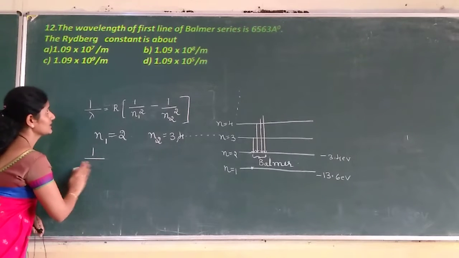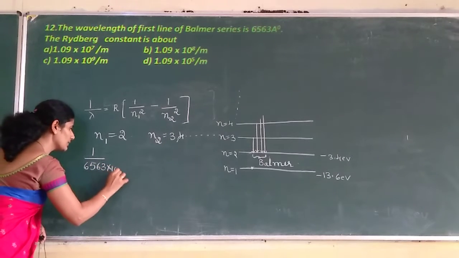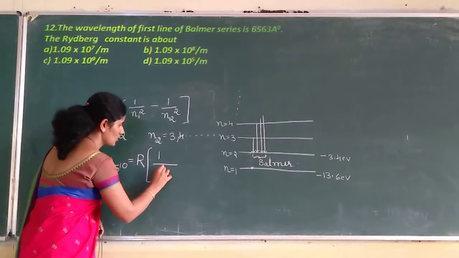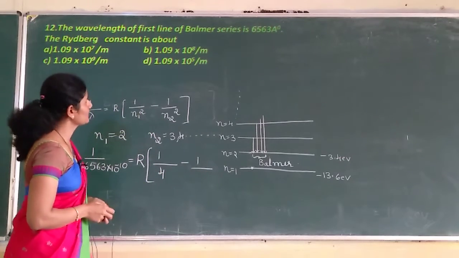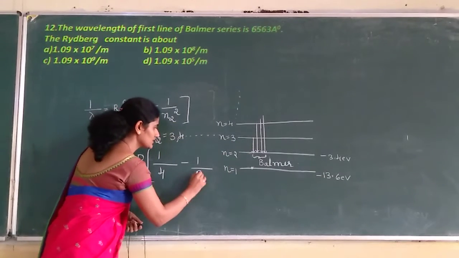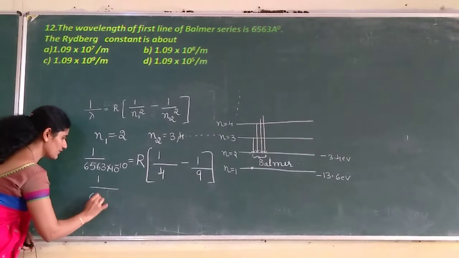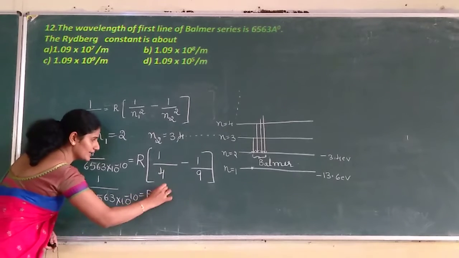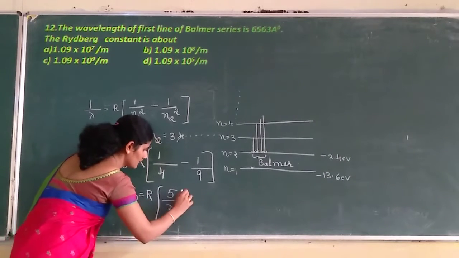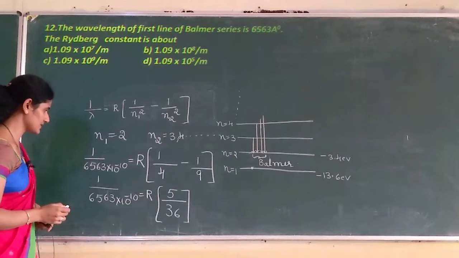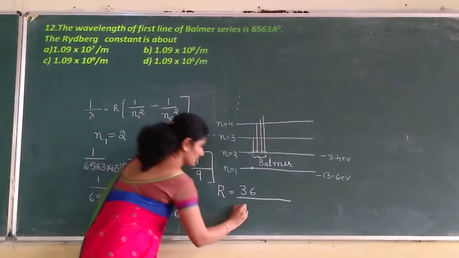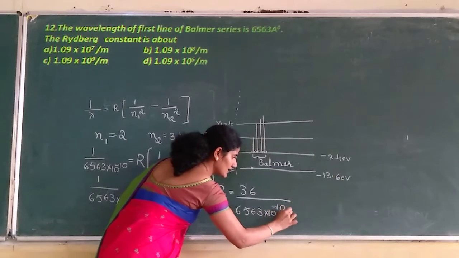So 1 by lambda, the lambda value is already given, that is 6563 angstrom, 6563 into 10 to the power minus 10, is equal to R into 1 by n1 square, 2 square is 4, minus 1 by n2 square. This is the first line of the Balmer series, so for the first line, n2 is equal to 3, 3 square is 9. So 1 by 6563 into 10 to the power minus 10 is equal to R into 9 minus 4 in the numerator, 9 minus 4 is 5, divided by 9 into 4 in the denominator. So 5R divided by 36, R is equal to 36 divided by 6563 into 10 to the power minus 10 into 5.